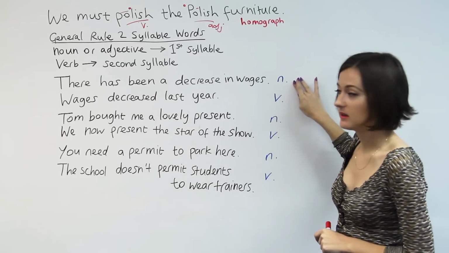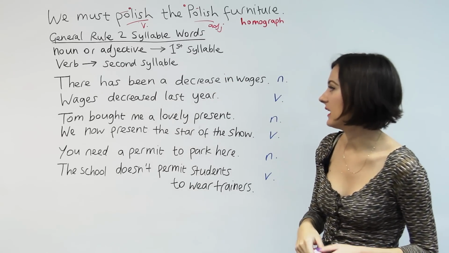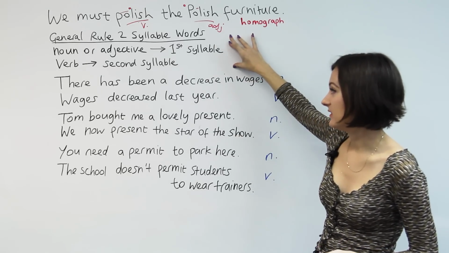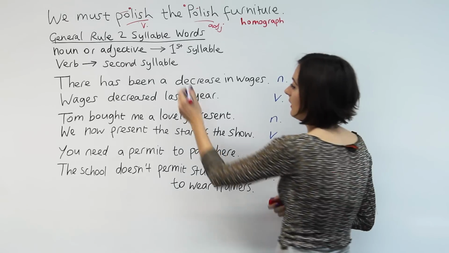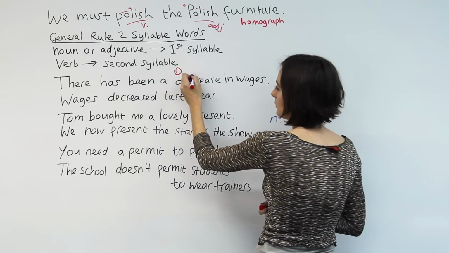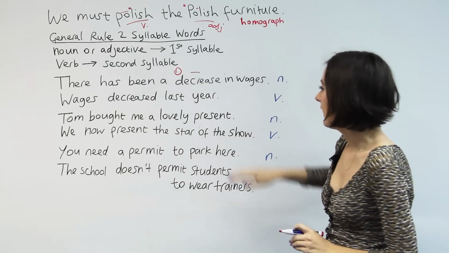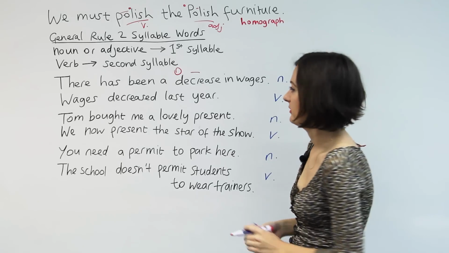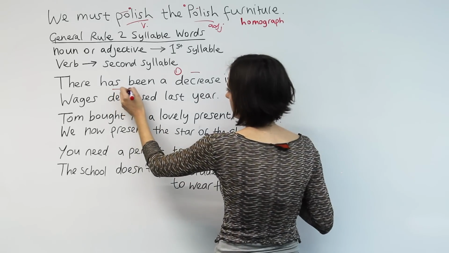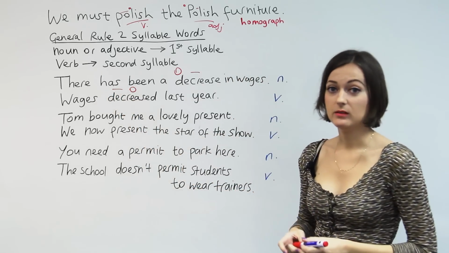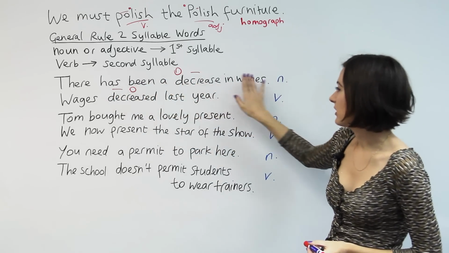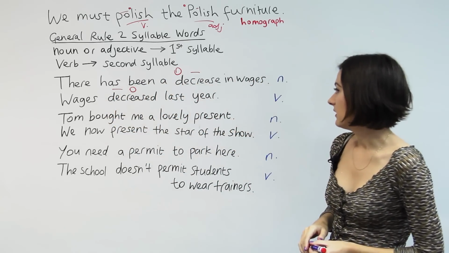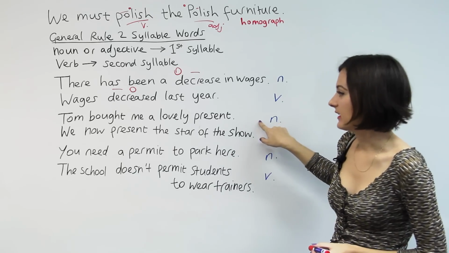So in this sentence, decrease is in the noun form. So looking at our rule, where is the stress here? On the first syllable. We show the stress by the circle and the unstressed by the line. And what about this one? Decreased is in the verb position, so we swap. We stress the second syllable. Now I'll read them to you. There has been a decrease in wages. Wages decreased last year.